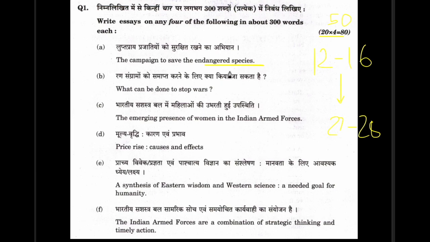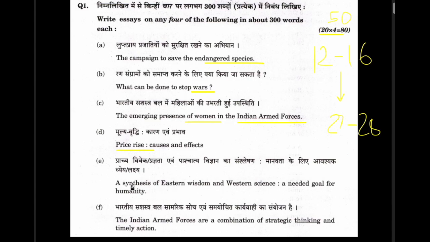So we have some questions here. Endangered species, environment, wars, that is your external security, internal security, security basically. Indian Armed Forces, women, this is a current affairs topic. Price rise is your economy topic. Eastern wisdom, this I will talk about. This is something different. Indian Armed Forces comprehend strategic thinking and timely action. This is also internal security. If you analyze all the past 10-year PYQs, you will see there is always a trend. In 6 of them, 2 will be internal security, one or two will be current affairs, one will be environment, and one will be something weird or something different or something which you may not have read.